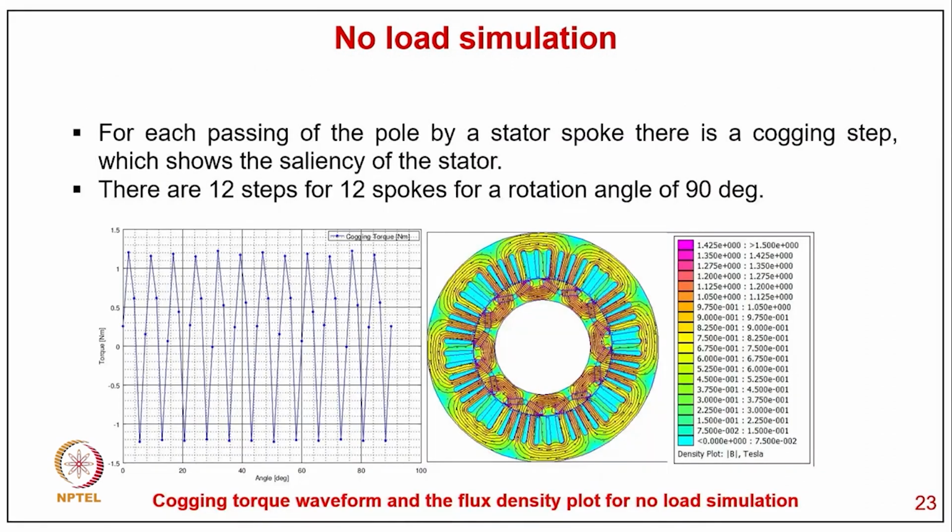And here it is typically for step: for each passing of the pole by a stator spoke, there is a cogging step which shows the saliency of the stator. There are 12 steps for 12 stator spokes for a rotation of angle 90 degree, as you can see in the figure, the plot of cogging torque waveform and the flux density plot of no load condition.